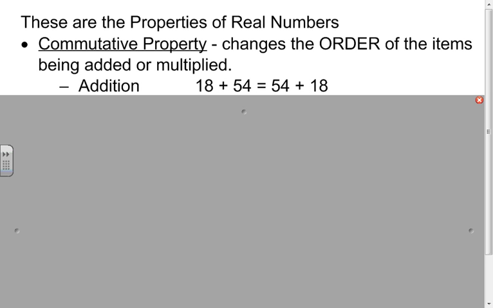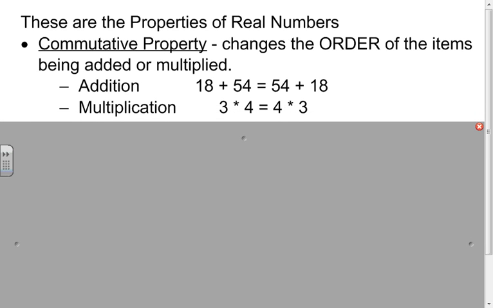The commutative property of addition, it's an addition problem, and what I do is I take the numbers and I switch the numbers around. So instead of 18 plus 54, I can do 54 plus 18. Those are equivalent because if I solve each side of that equal sign, I still get the same answer.